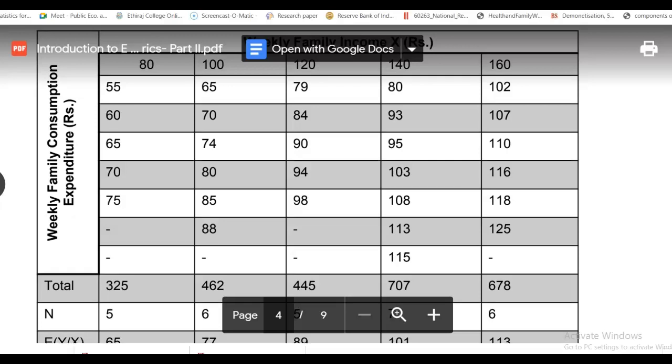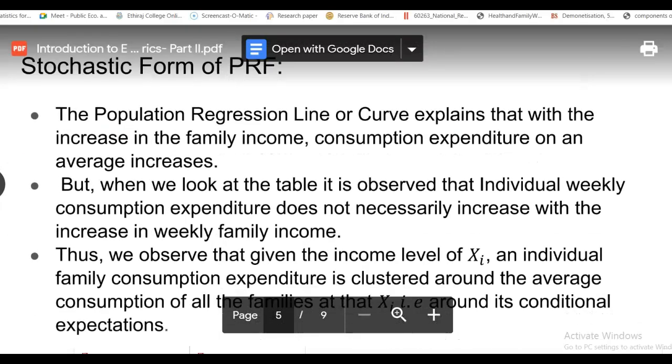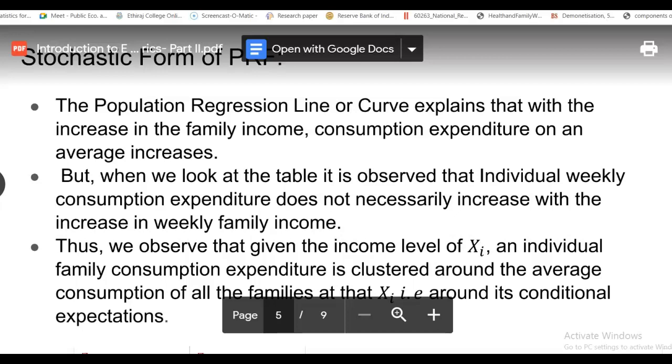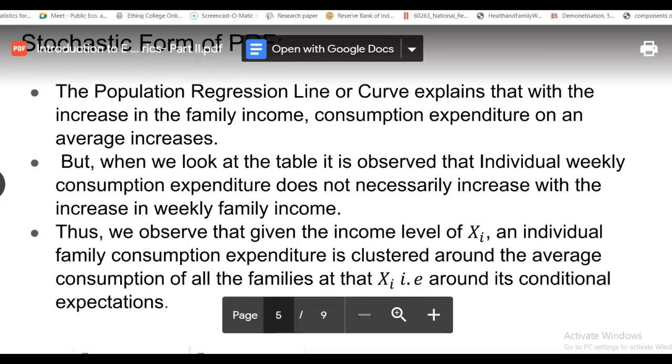So we are trying to understand that here. The population regression line or curve explains that with the increase in family income, consumption expenditure on average increases. But when we look into the table, we can see that individual consumption expenditures do not necessarily increase with an increase in family income. It is not necessary that it always increases. We observe that at a given income level, individual family expenditures cluster around the average. It is either greater than or less than, so there is a variance in the average consumption expenditure.